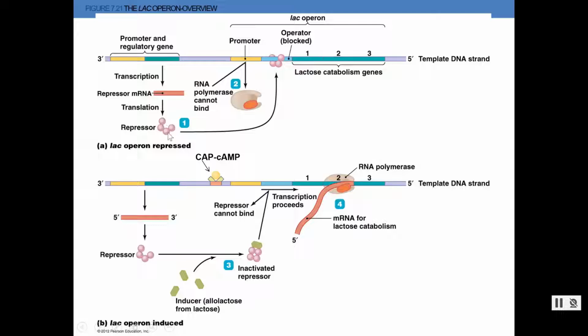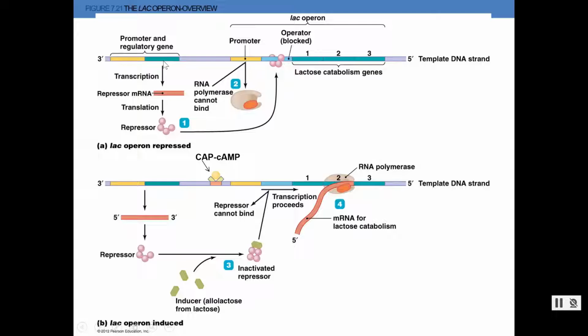So this repressor protein gets made, and then it binds to this operator region, and so it keeps this transcription from happening. The RNA polymerase can't bind, and it has blocked transcription. And this is what is normally happening in your prokaryotic cell.